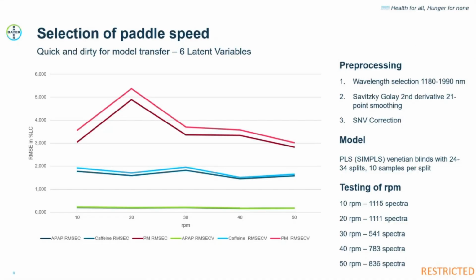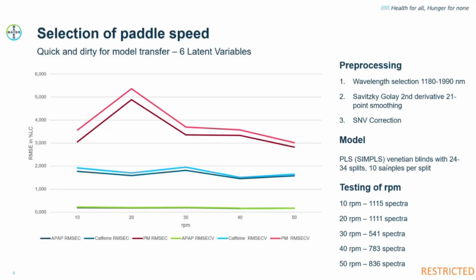And we did the same pre-processing for all the different models that we tested. The first pre-processing step is wavelength selection. The second, Savitzky-Golay second derivative, 21-point smoothing, and then subsequently an SNV correction. Cross-validation procedure was always the same.